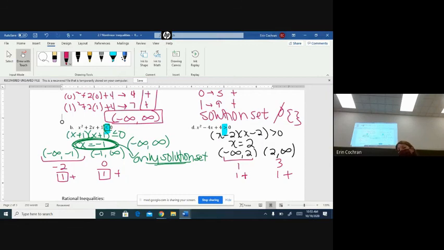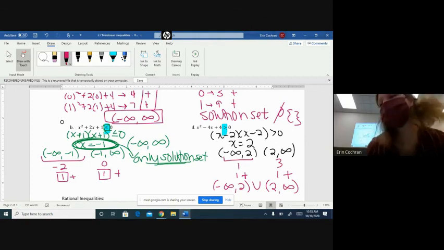Okay. What's the only value that doesn't work? Would 2 actually satisfy this equation? No, why not? Because it would equal 0. That's why we're using the parentheses, not the brackets. Okay. Does that make sense to you guys?